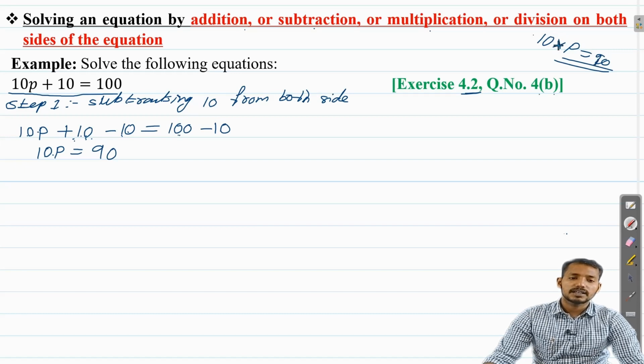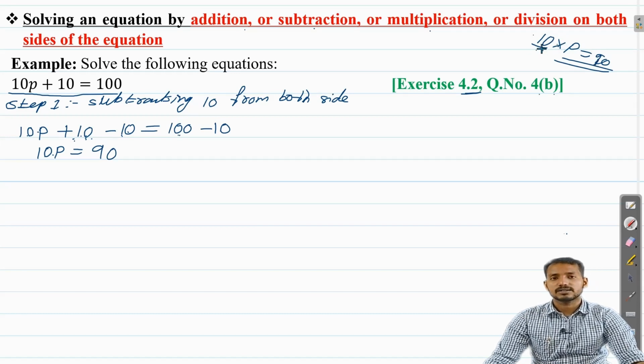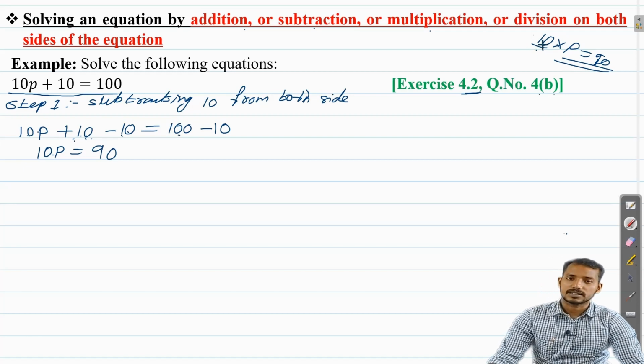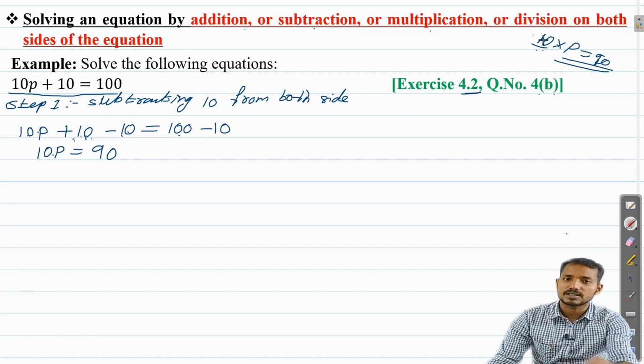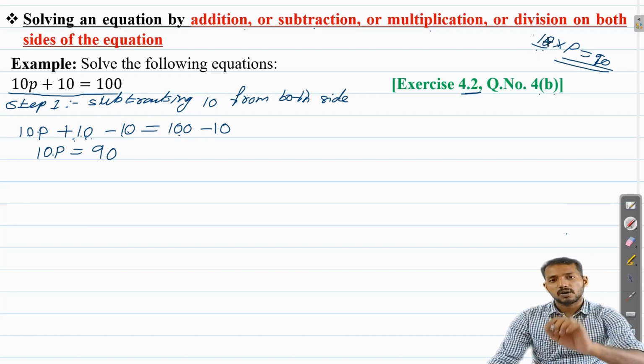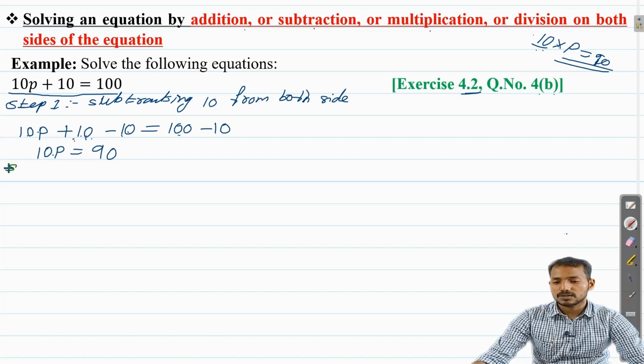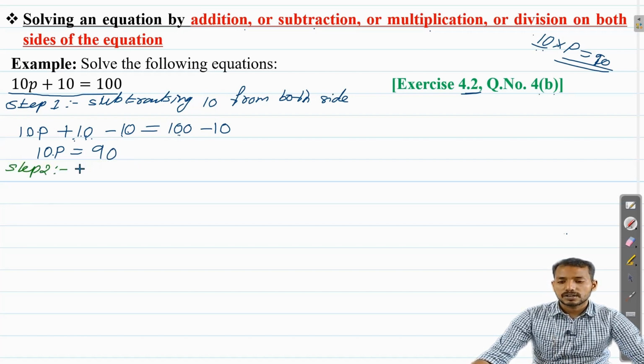So to separate, we should divide it by 10. Then we can eliminate this 10. So depends on the condition, you have to choose the appropriate operation. So that means we need to proceed with the step 2. In step 2, what we need to do?